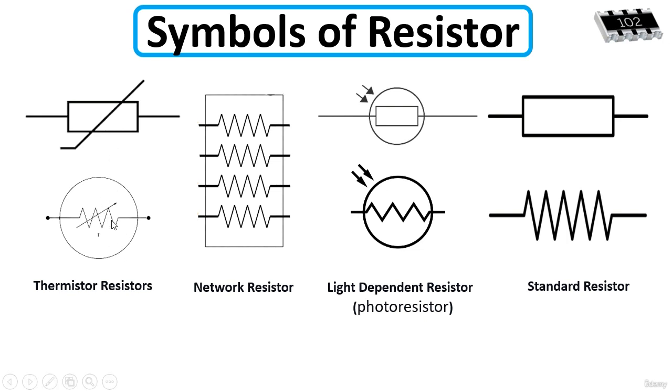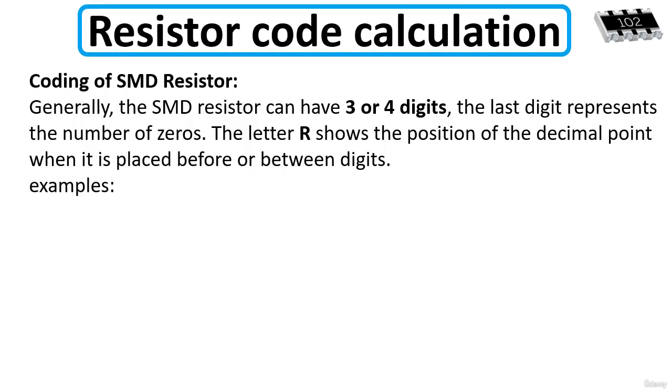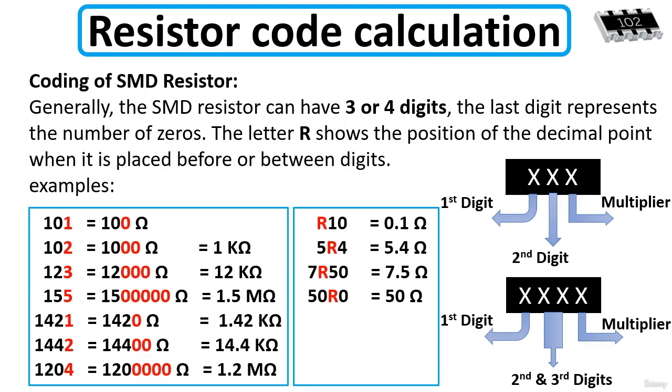And these two symbols, as you can see, are for the thermistor. Now we're going to see how to calculate the resistor code. Generally, the SMD resistor can have 3 or 4 digits. The last digit represents the number of zeros. The letter R shows the position of the decimal point when it is placed before or between digits.